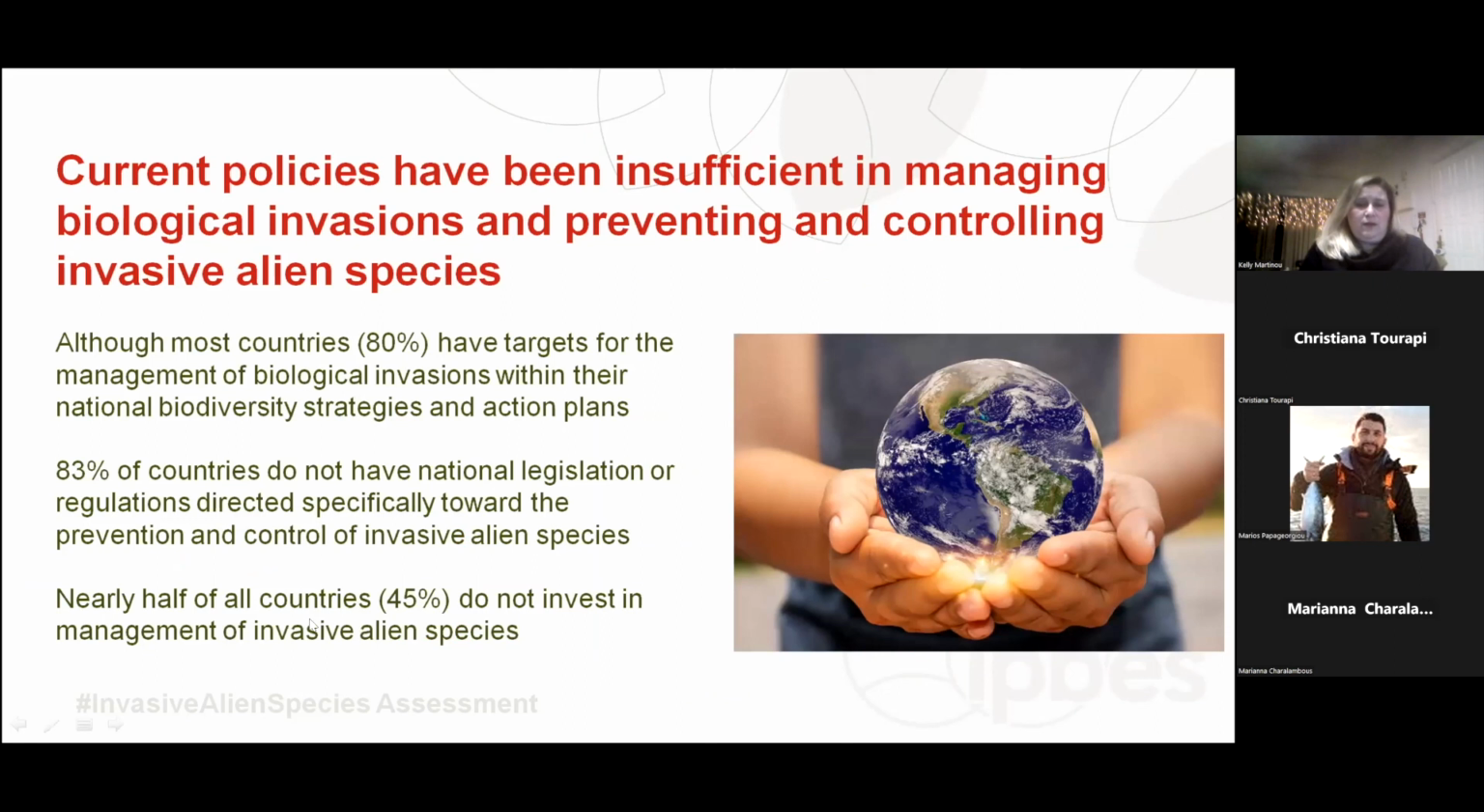So what was evident from the report is that current policies are insufficient in managing biological invasions and in preventing and controlling invasive alien species. Although most of the countries have some kind of targets for management of biological invasions, 83% of the countries do not have national legislation or regulations, and almost 50%, almost half of the countries, do not invest in the management of invasive alien species.